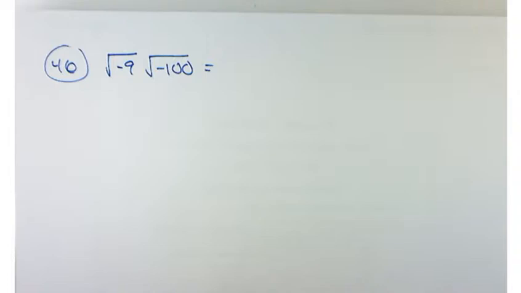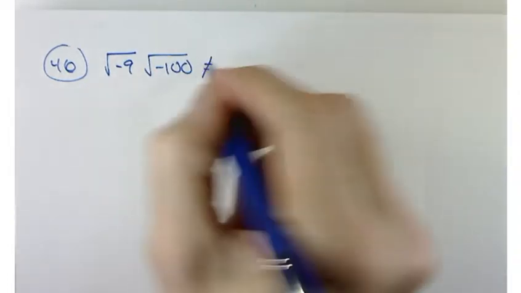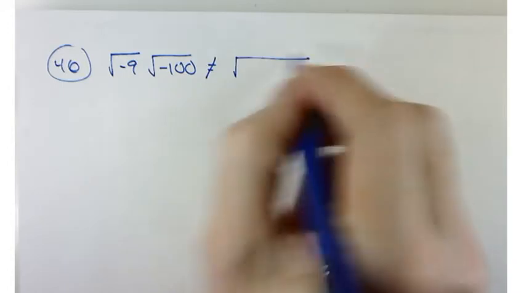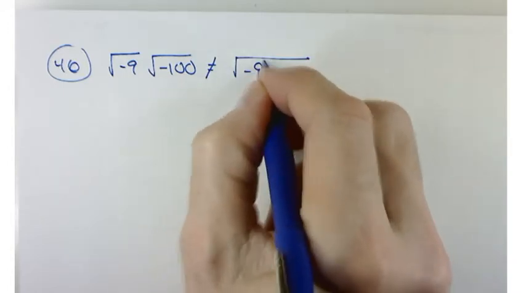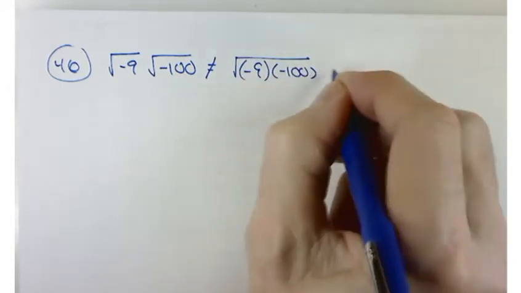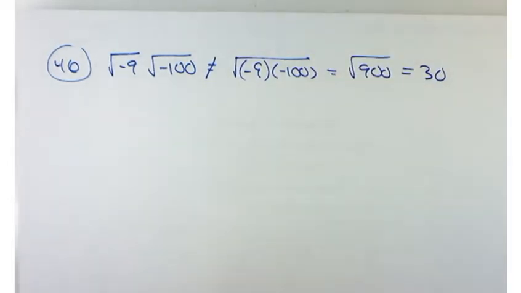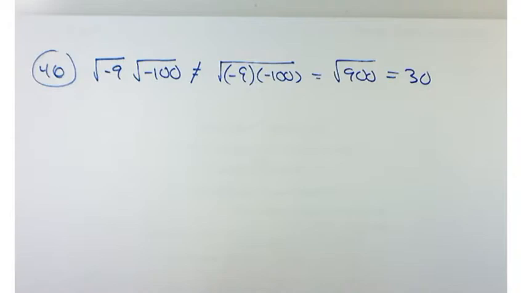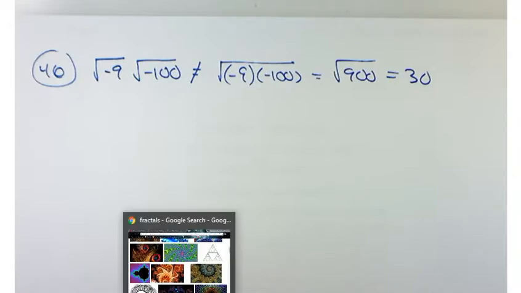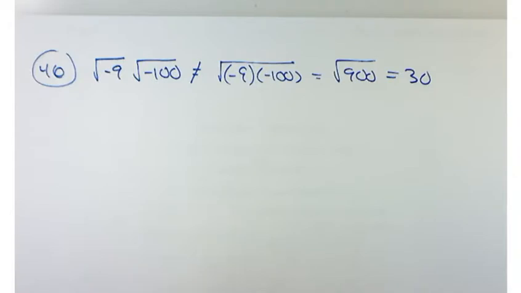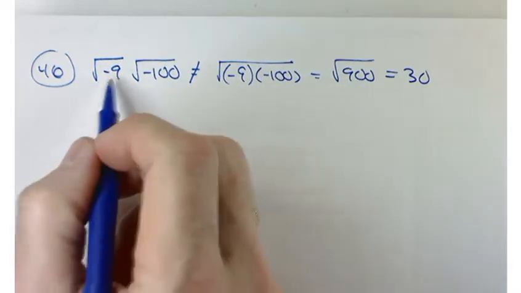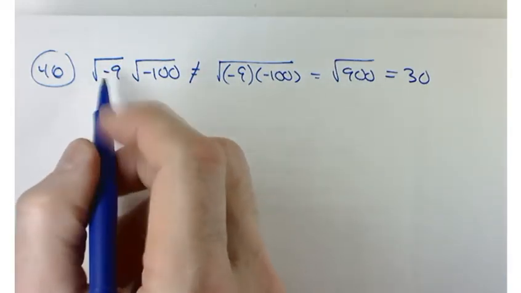Now, let me show you how not to do it first. You don't have to copy this. You could say, oh, well, that's negative 9 times negative 100, which is the square root of 900, which is 30. That's wrong. If you think back to when we first started working with these things, what did I say to do when you had a negative underneath the square root?